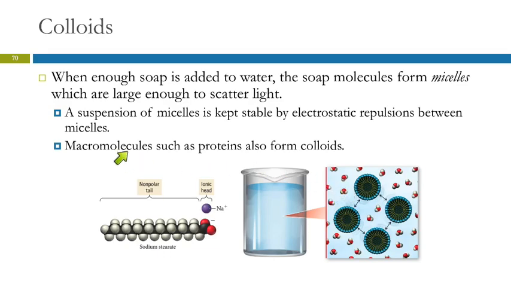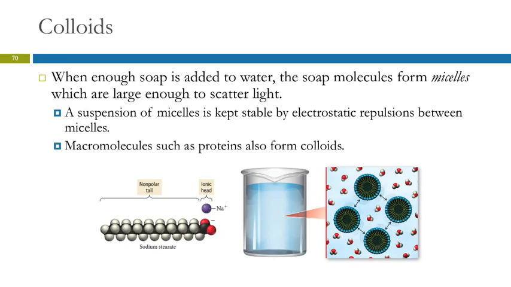And it's kept stable because there are electrostatic repulsions between the micelles. So there are sodium atoms out here, but this has a negative charge, and so the two micelles are going to repel each other. So they'll form these micelles and it'll be stable, but it is a colloid because it scatters light. And this works to get rid of grease because the grease and oils can dissolve inside of the little micelles, and then they're able to wash away.